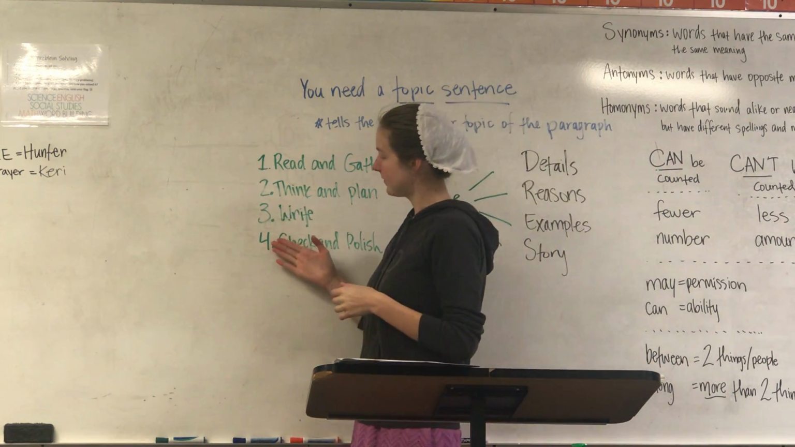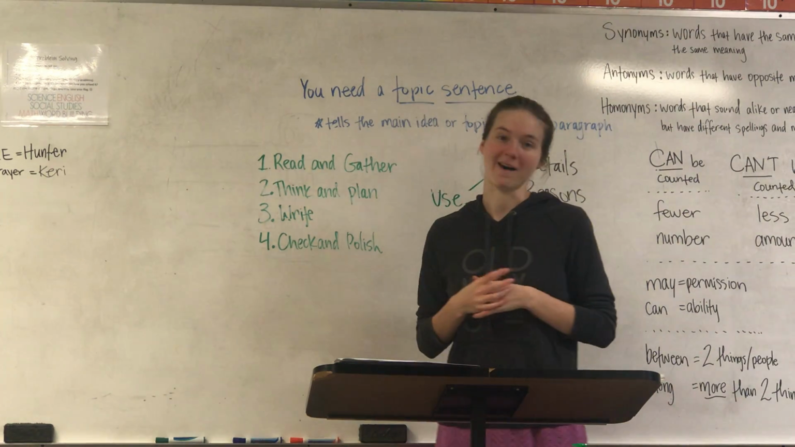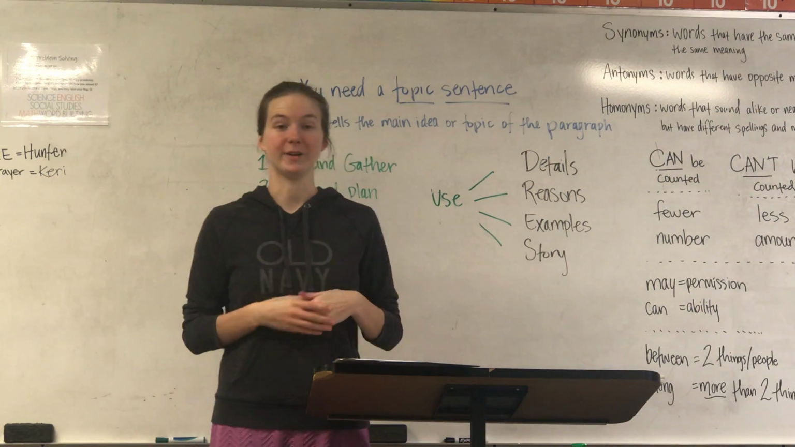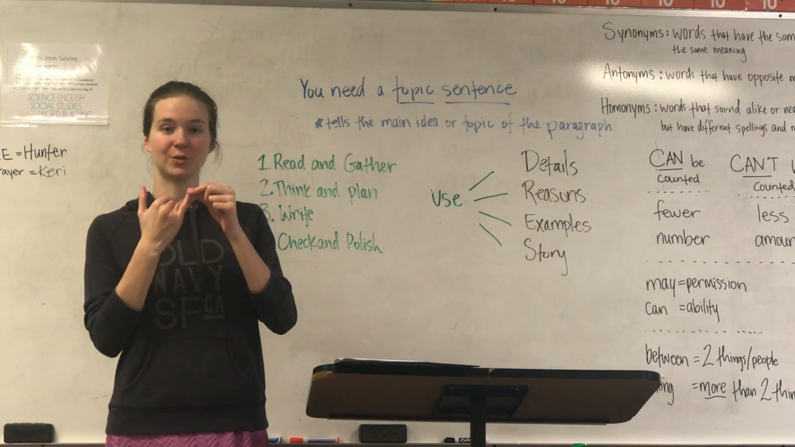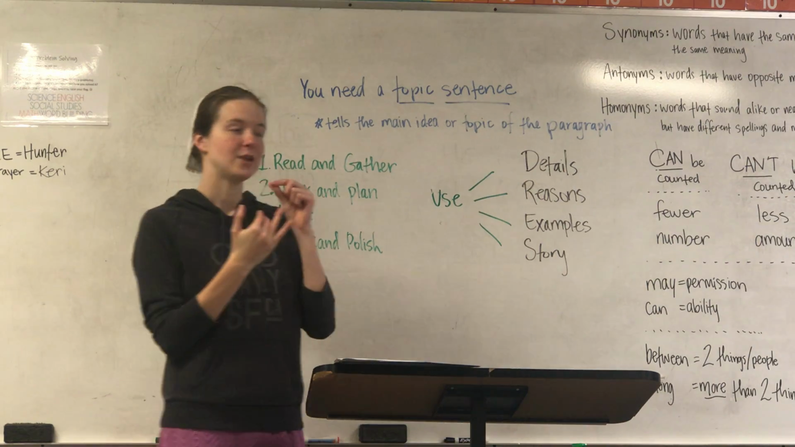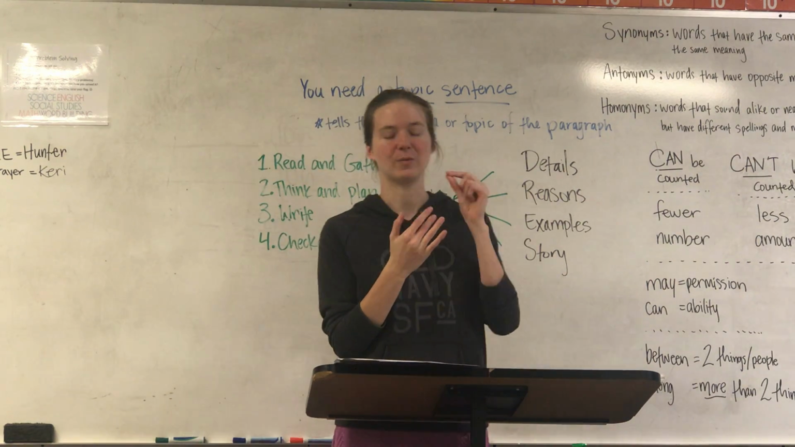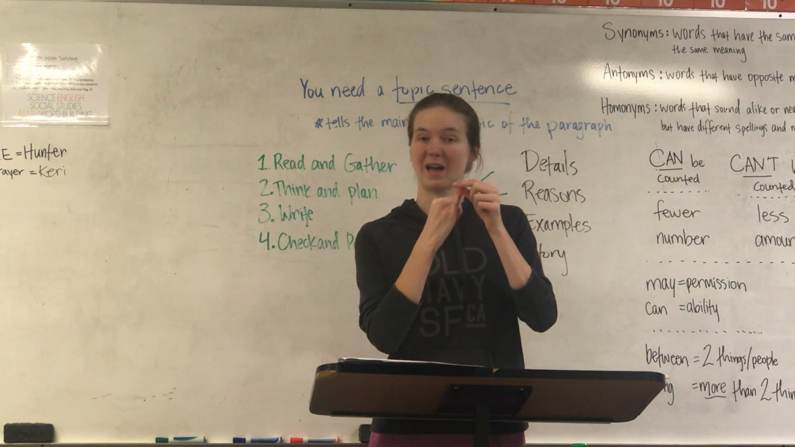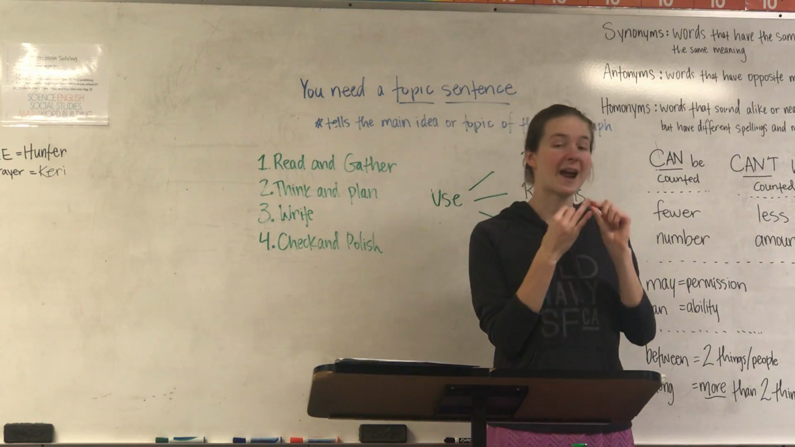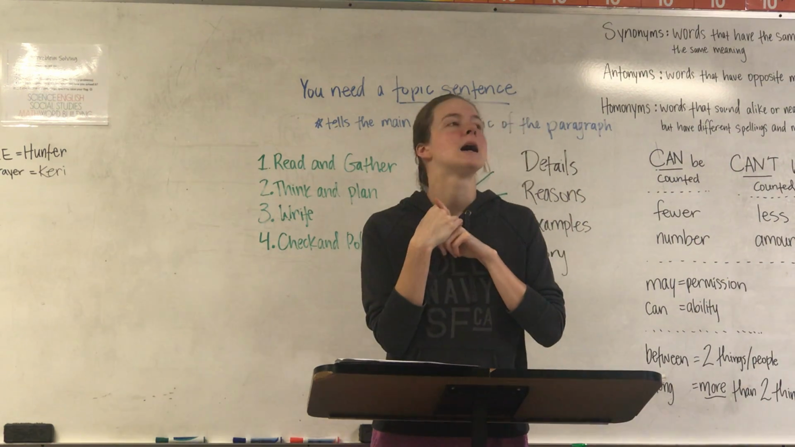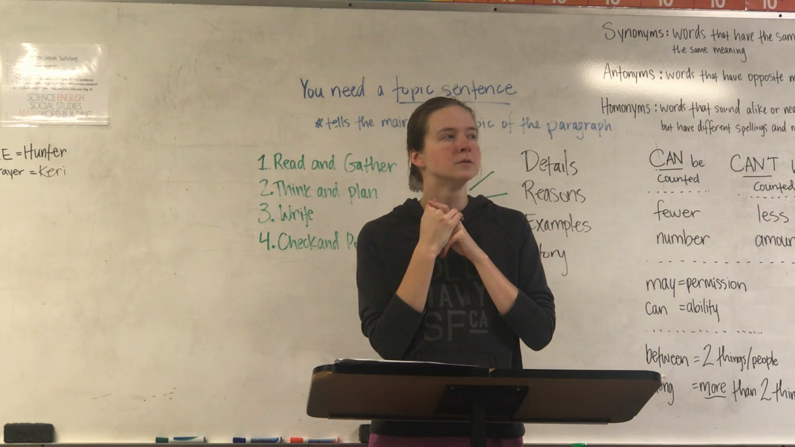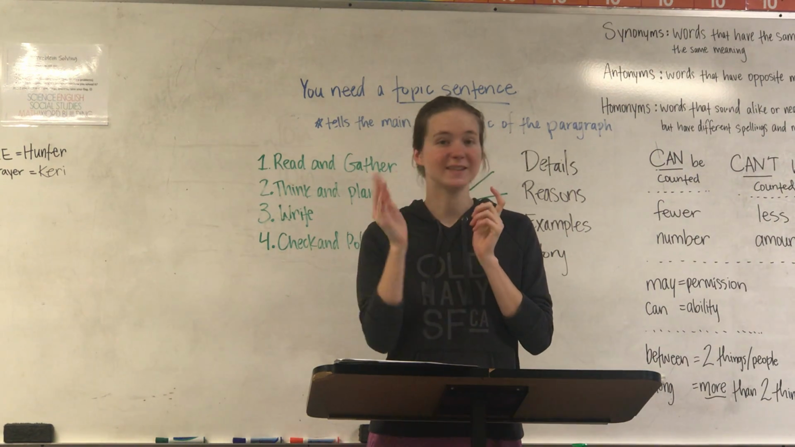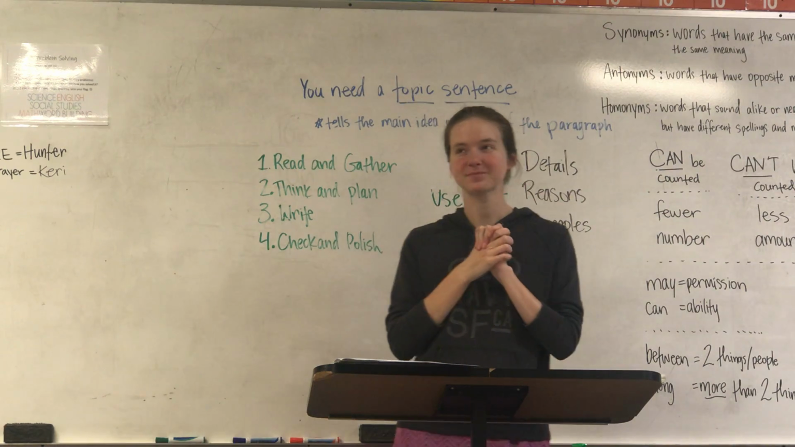After you write your paragraph, go to number 4, check and polish. This is the step where you go back and read it to yourself. Look for punctuation errors. Make sure your sentences start with a capital letter and end with a period. Make sure you have commas in the correct place. Make sure you don't have run-on sentences or fragment sentences. Make sure your sentences flow, that it makes sense.